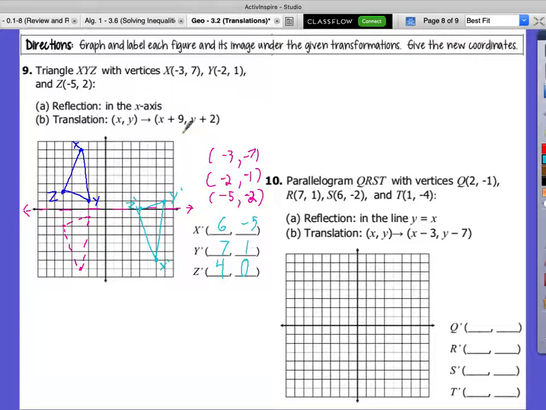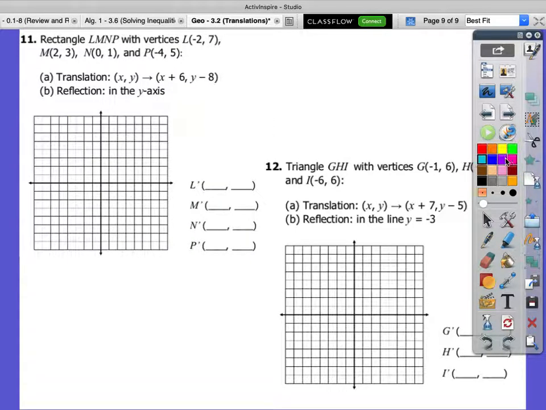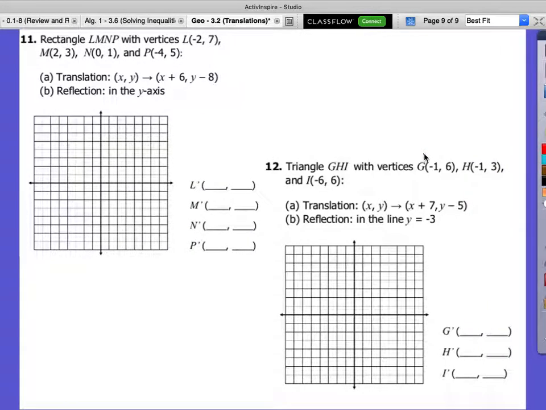Alyssa asks, can you ever translate what you reflected? Yeah, and we're actually going to look at that in number 11. It's a great question. Perfect segue. So, number 11, actually, let's do number 11.